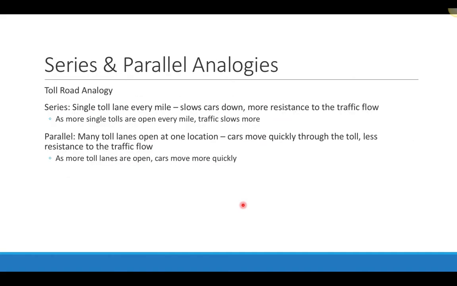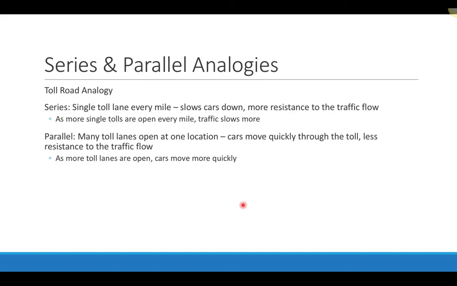One of the things I always like to do, because students sometimes struggle with series and parallel circuits, is to do an analogy. So there's a toll road analogy. A series circuit is like a single toll lane every mile. Suppose that you're on your way to the beach and there's one lane of traffic. There's not multiple lanes, it's one lane of traffic. And you encounter a toll and you have to pay the toll and then you continue.